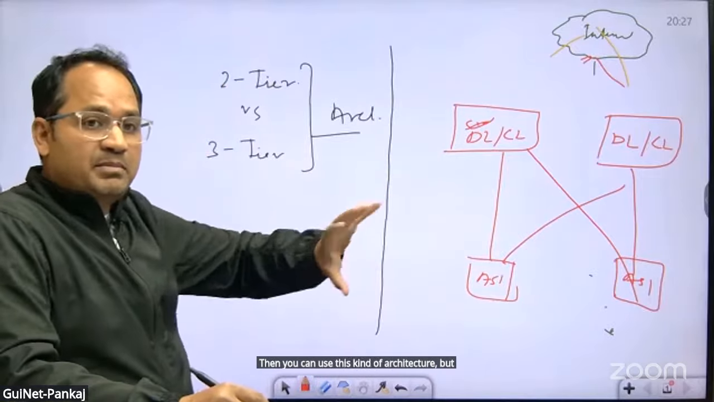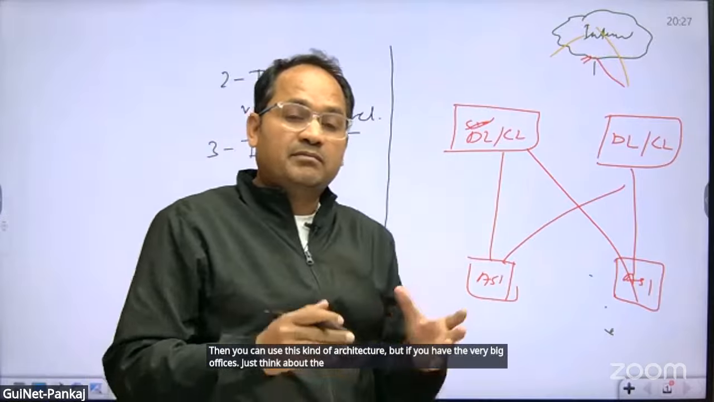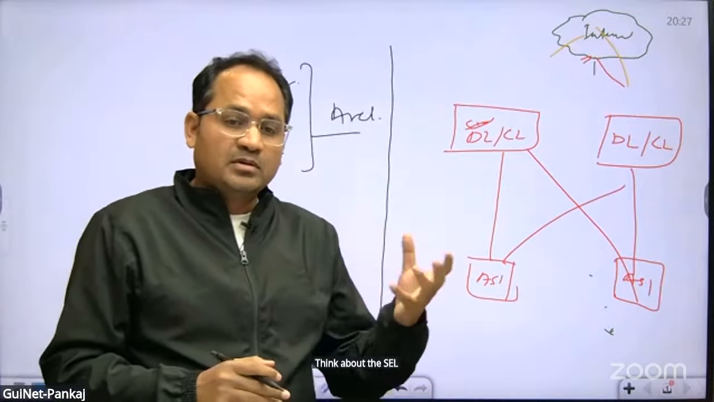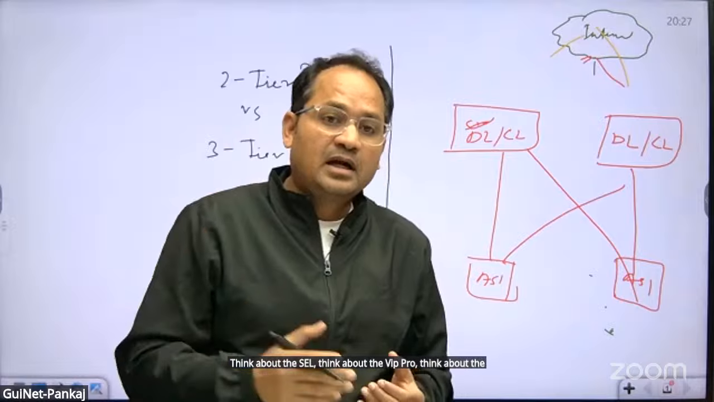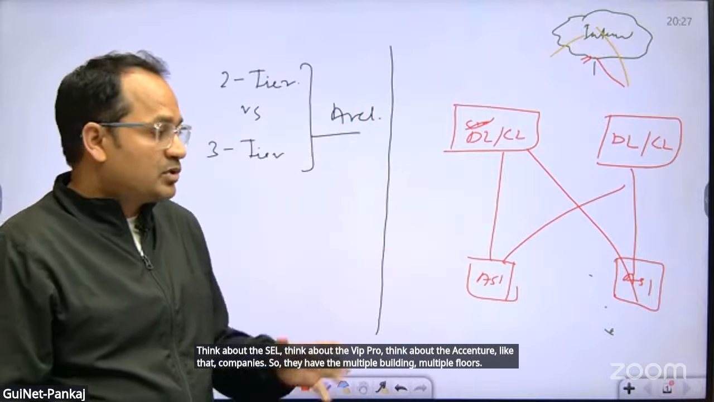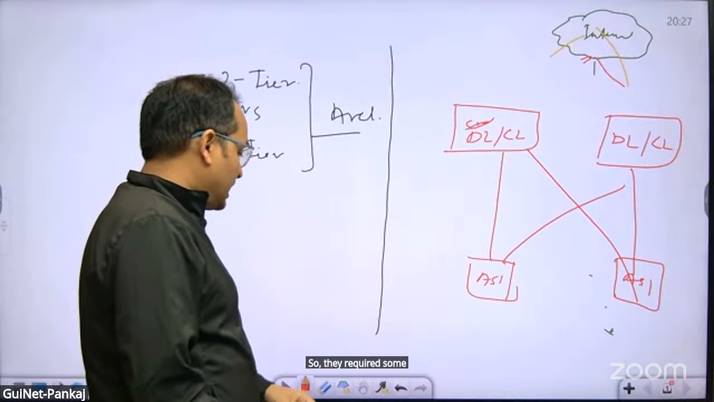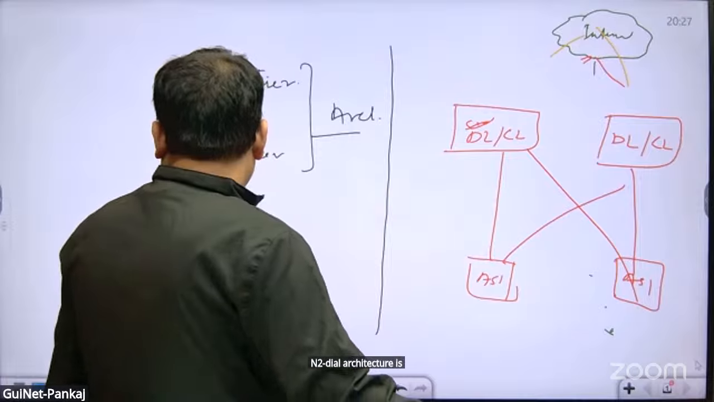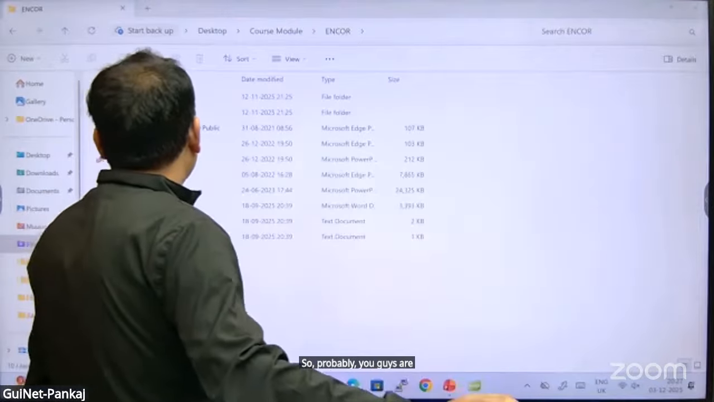But if you have very big enterprise offices, think about HCL, Wipro, Accenture, companies like that, they have multiple buildings and multiple floors. So they require a core layer as well. Let me show you what the core layer and two-tier architecture look like, so probably you will get some idea.